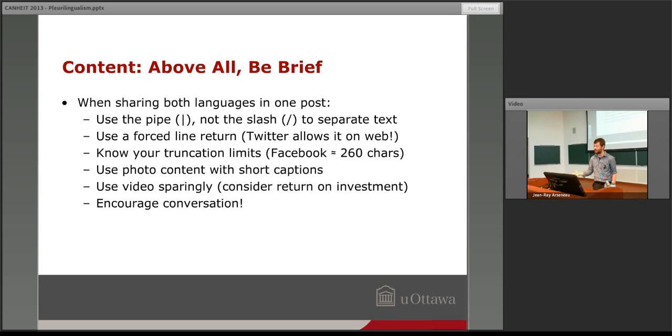Use photo content and short captions. Images speak far more in many different languages. And use video extremely sparingly.